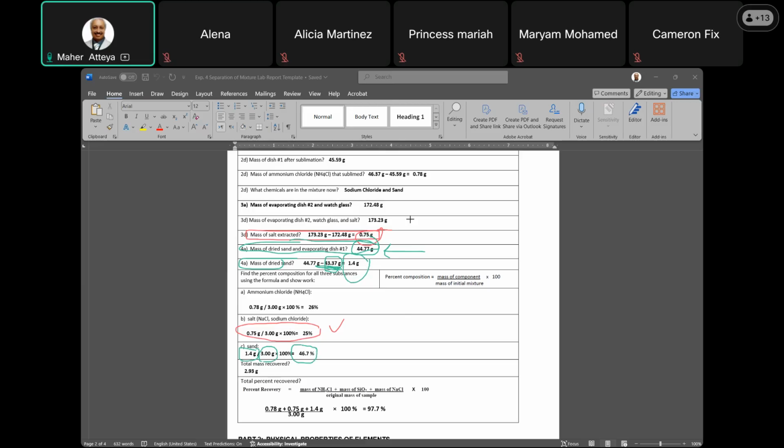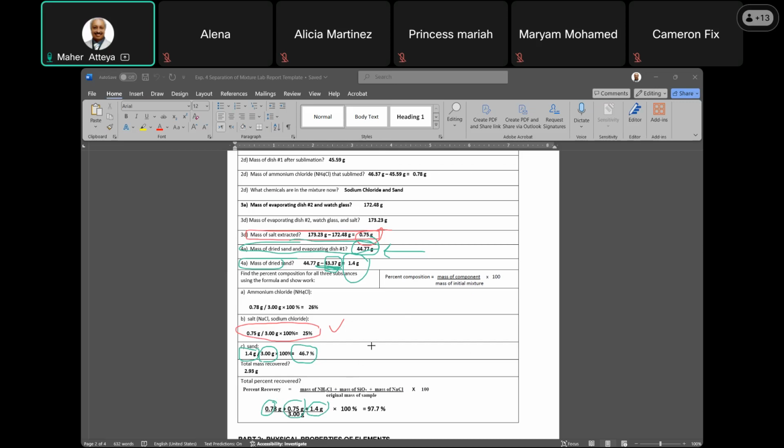46.7%. Now we want to see the recovery from the whole thing. So we add all the grams: the 0.7, this is the salt, this is the sand, sorry, and this is ammonium chloride.